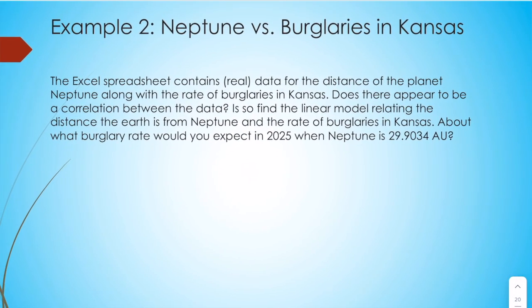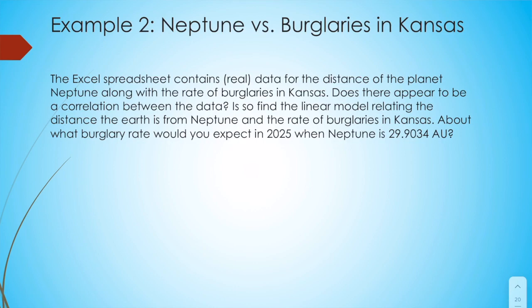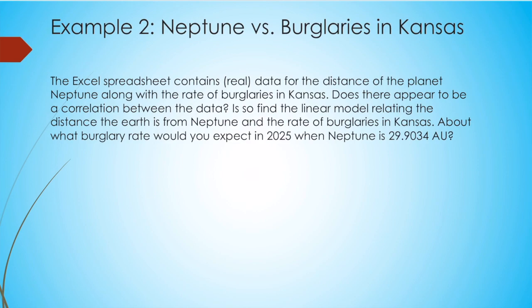The Excel spreadsheet contains real data for the distance from the planet Neptune, along with the rate of burglaries in Kansas. Does there appear to be a correlation between the data? If so, find the linear model relating the distance that the Earth is from Neptune and the rate of burglaries in Kansas. About what burglary rate would you expect in 2025 when Neptune is 29.9034 astronomical units away from Earth?